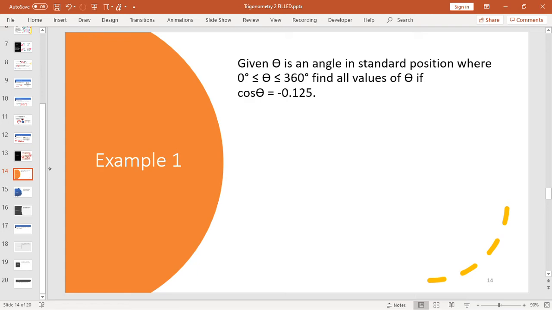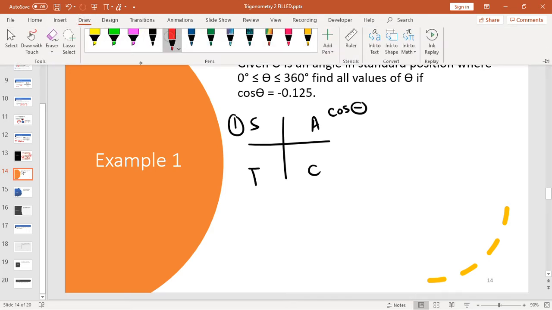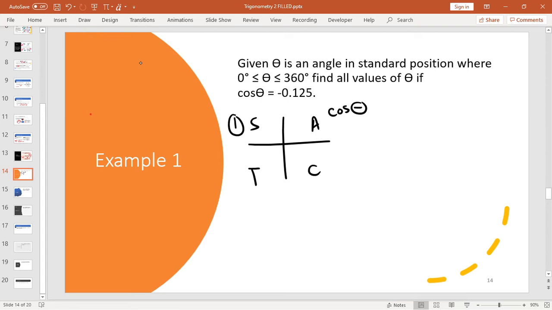So we're looking at cosine. Step 1 is find out where the angle can be. I have a cosine, and it's negative. This CAST rule tells me where cosine can be positive, which would normally be quadrant 1 or quadrant 4. But if I'm looking for negative cosine, it's where it's not positive. So I'm going to check mark quadrant 2 and quadrant 3.